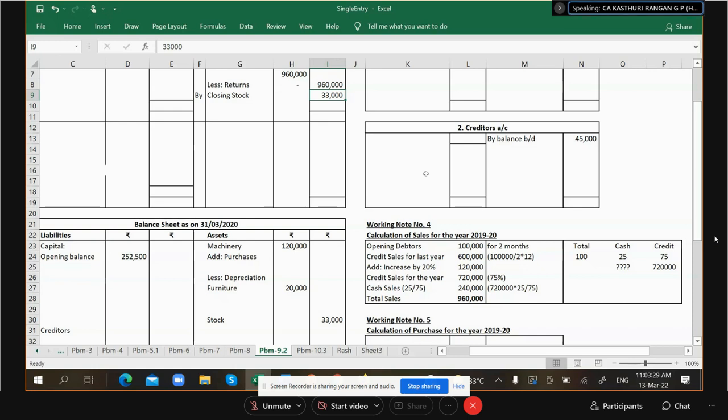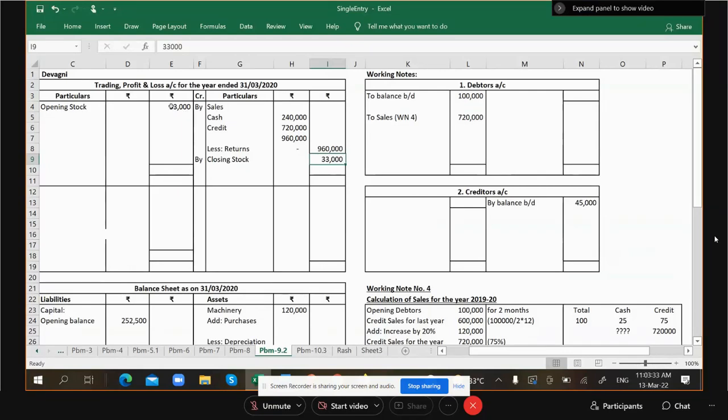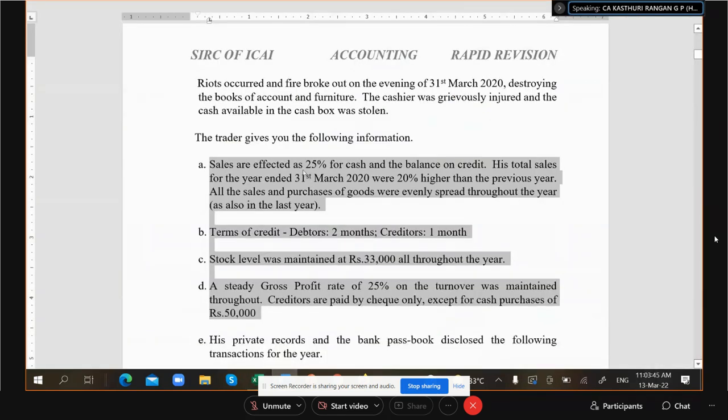Possible. How? We have the opening stock. We have sales. We know the gross profit. How much is the gross profit? It is 25% on sales given in the question. So if sales is 960, gross profit will be 25% of that. You'll get the cost of goods sold.